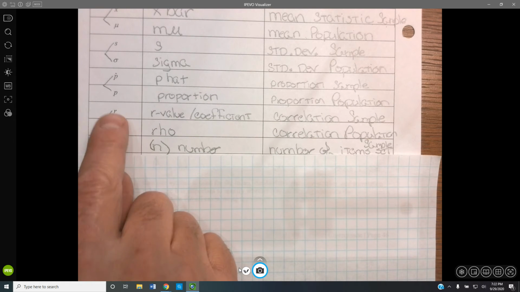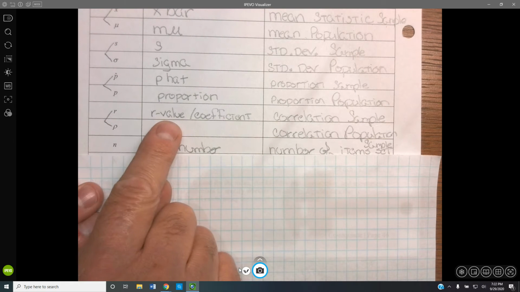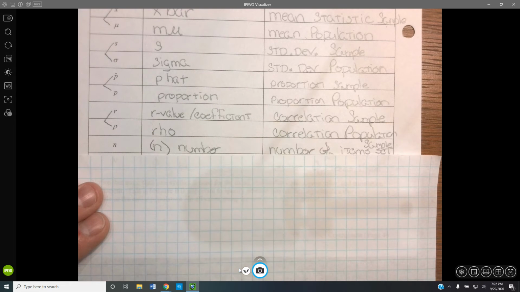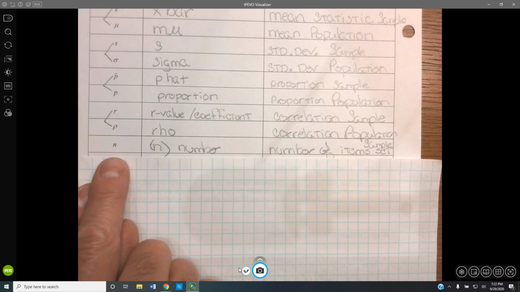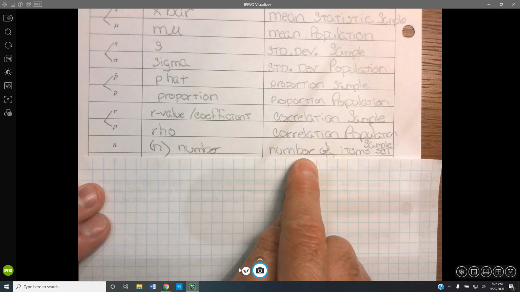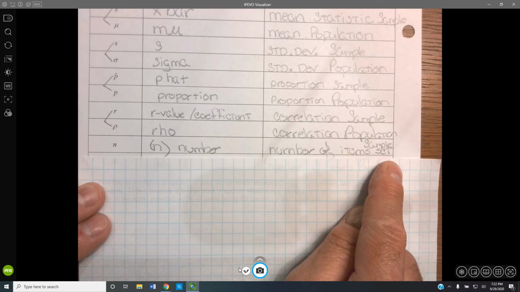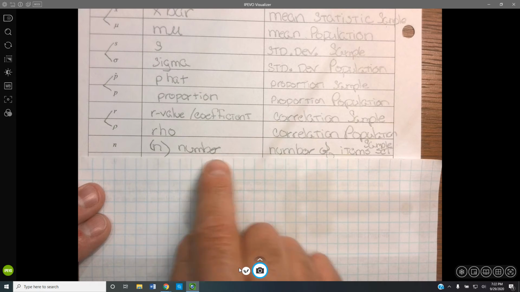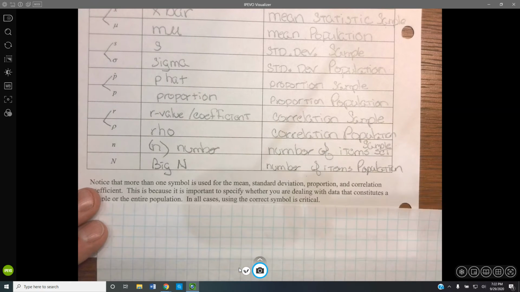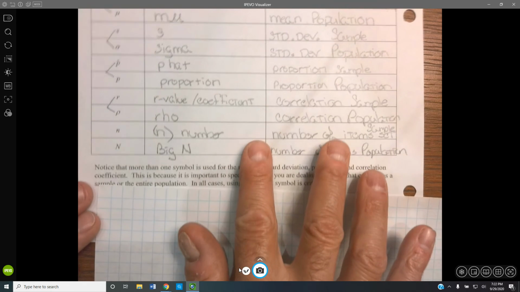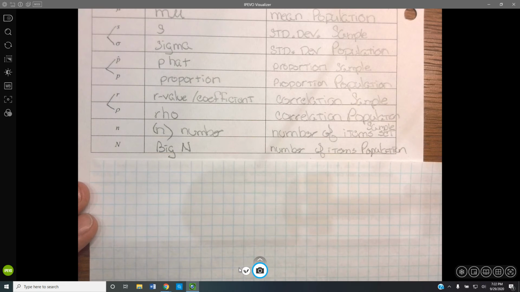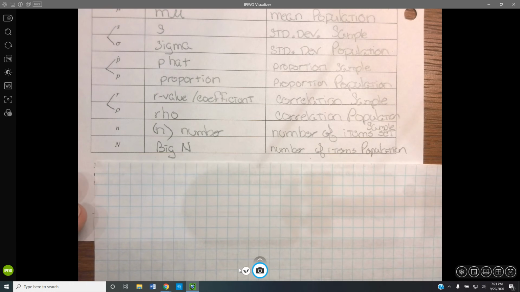And again, those pairs go together because r correlation and rho correlation go together with sample and populations. When we talk about an n value, or little n, we're talking about the number of items in a sample set of data. Little n is the number of items in a sample set. So it stands to reason that big N would be the number of items in a set of numbers, not from a sample, but from a population.